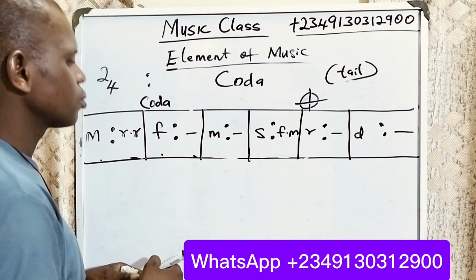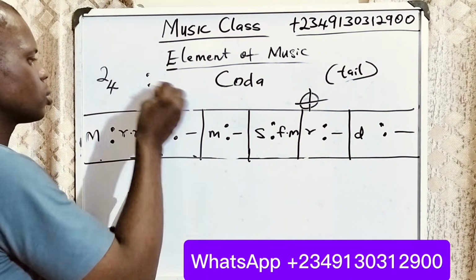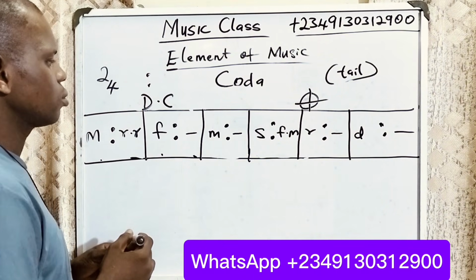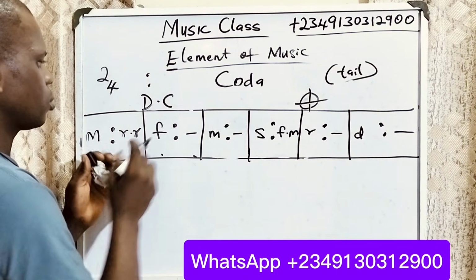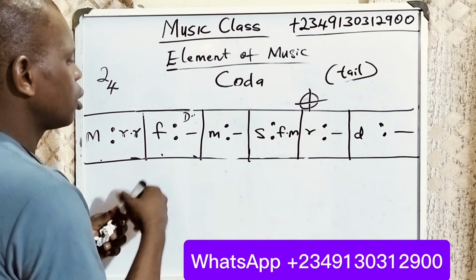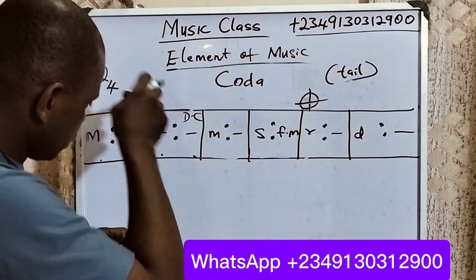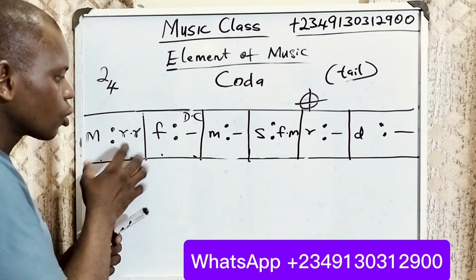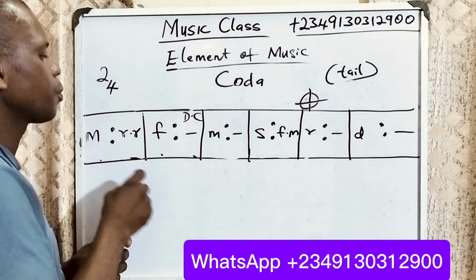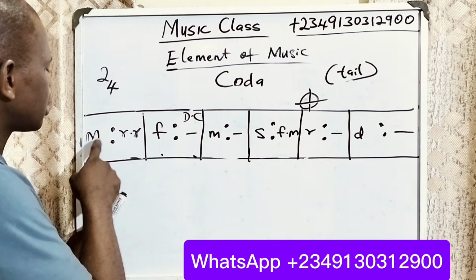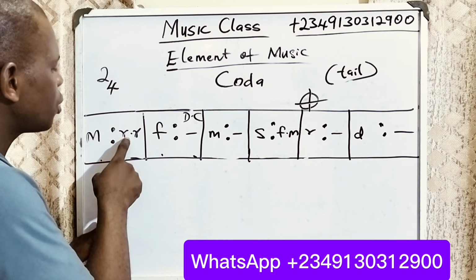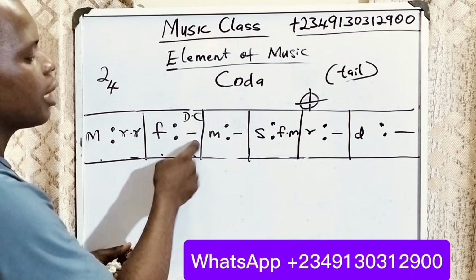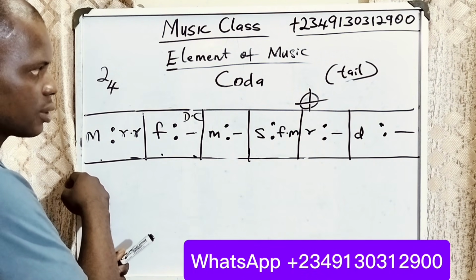Do you understand? Or let me use the word D.C. You can see it inside of this. Let me put it inside. I see D.C. D.C. means go back to the beginning. Let's assume this is the beginning of the song. What it means is that mi, re, fa, mi, re, fa. I went back. Do you understand?